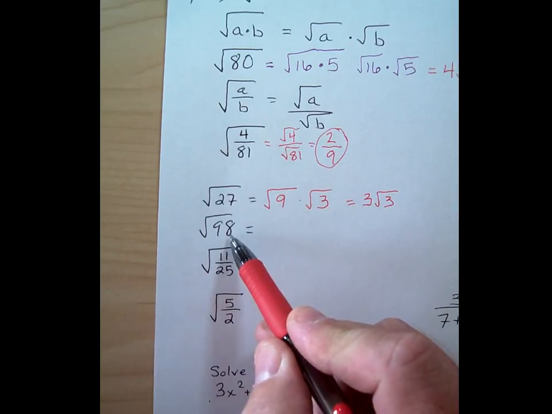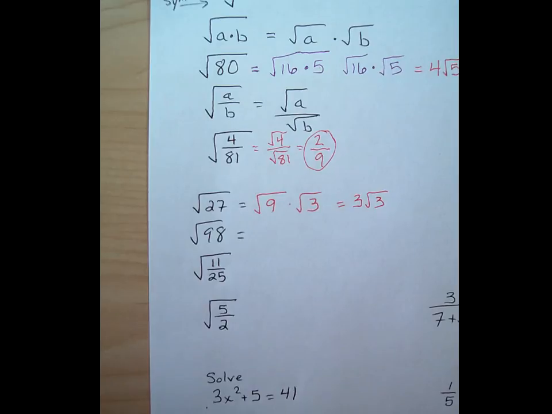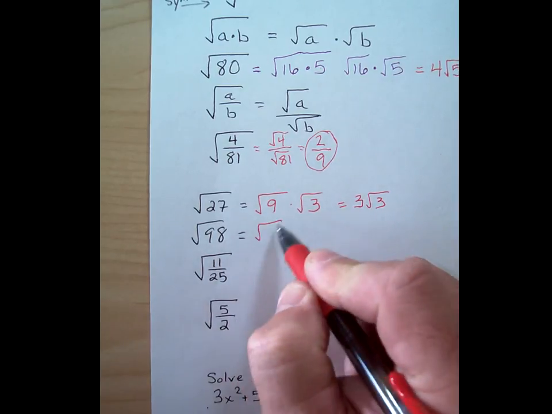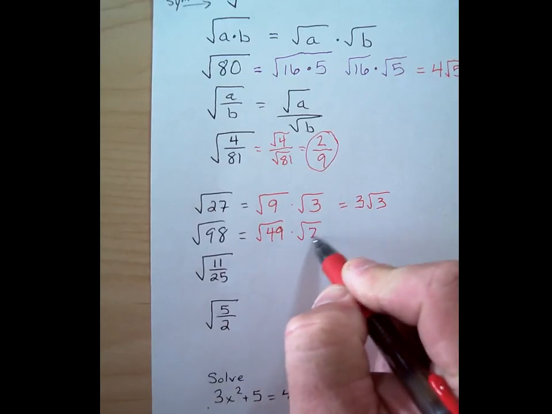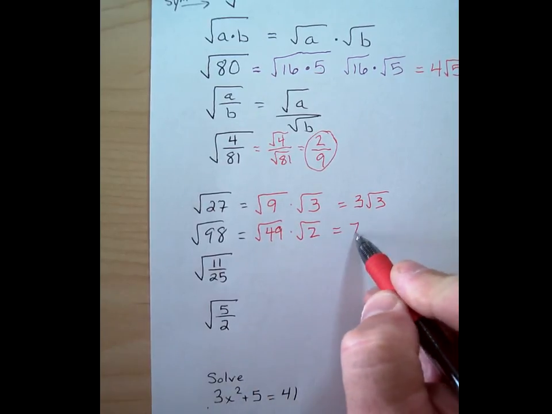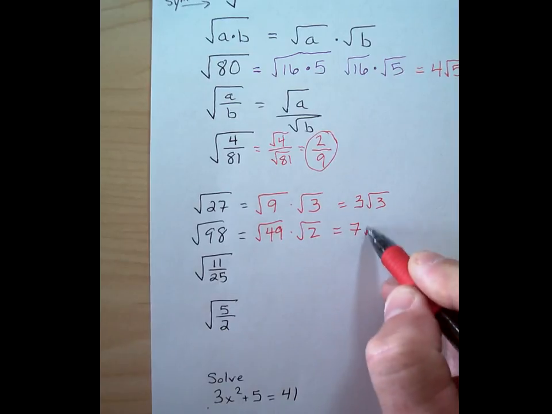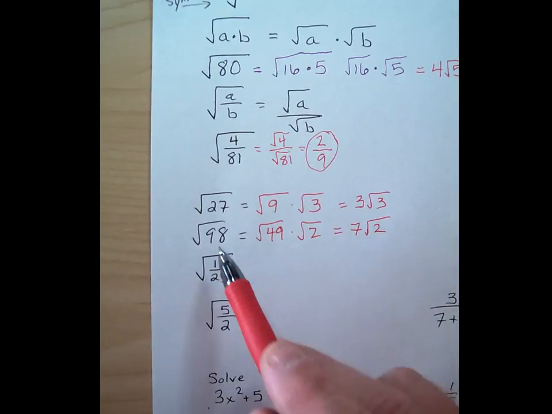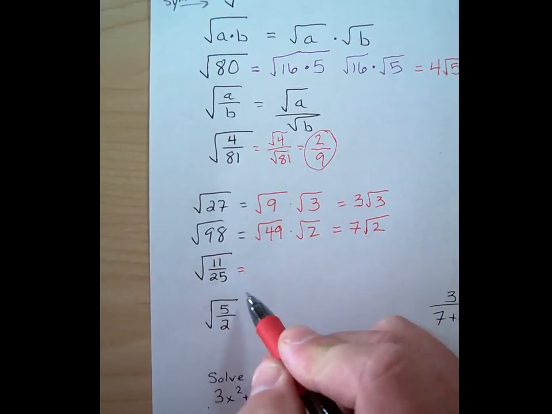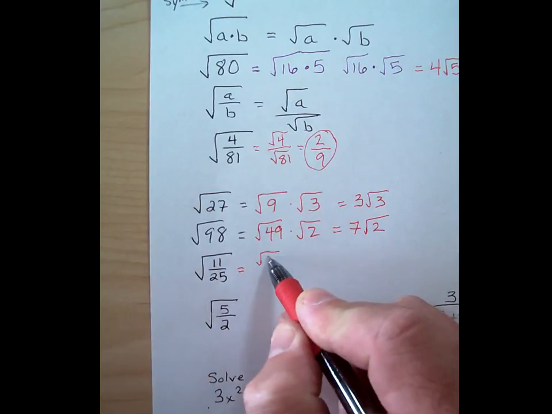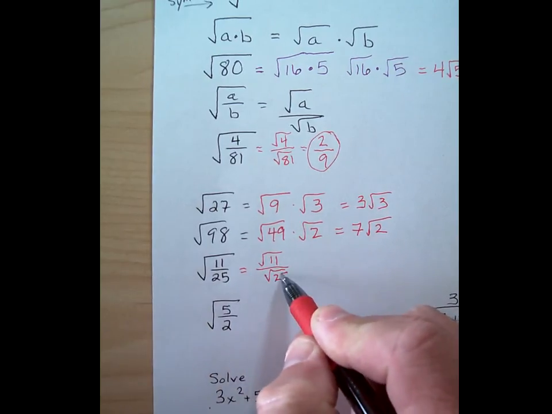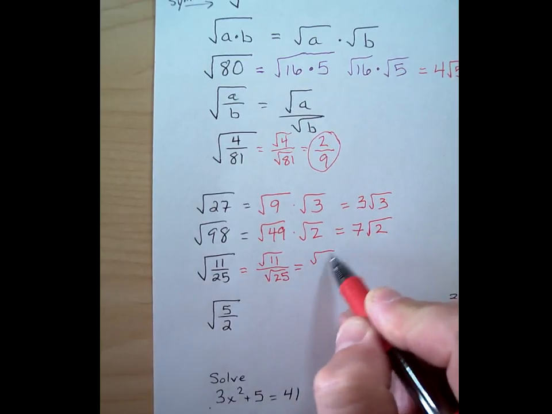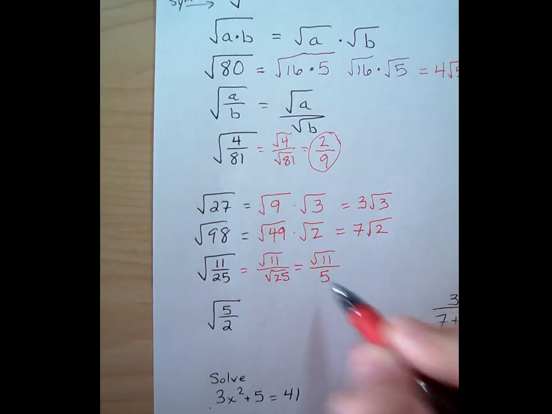Radical 98. Perfection. Let's see. 16, no. 25, no. 36, no. 49, yes. 49 times 2. Perfect? Yeah. Show it off. Perfect? No, you stay. So this is read 7 radical 2. Another way of simplifying radical 98. Let's break it up. Perfect? Nope, you stay. Perfect? Yep, there it is. Very simple.